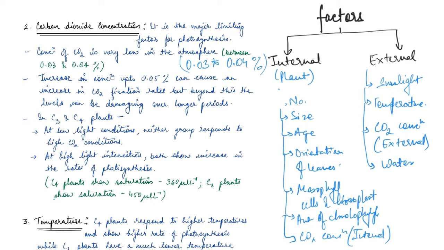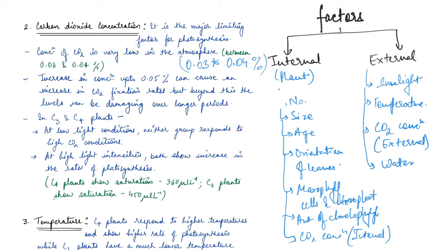Now, C4 plants show saturation at around 360 microliter, right? And the C3 responds to increased CO2 concentration. So it is around 450 for them. And that is why the current availability of carbon dioxide level is limiting to the C3 plants, right?